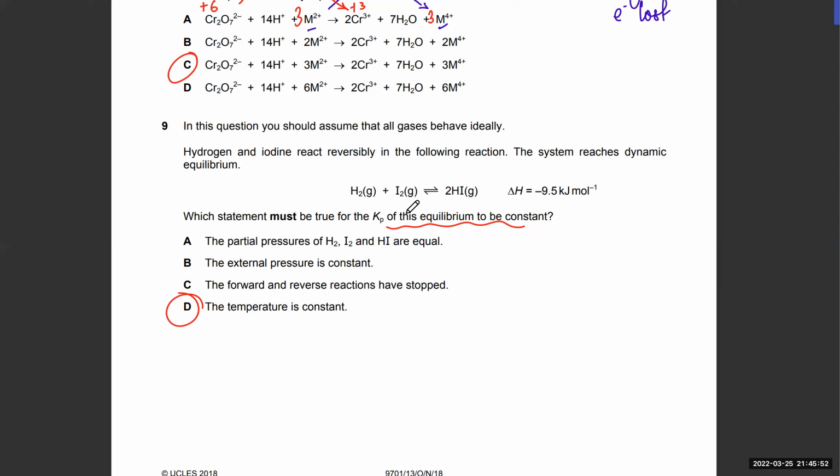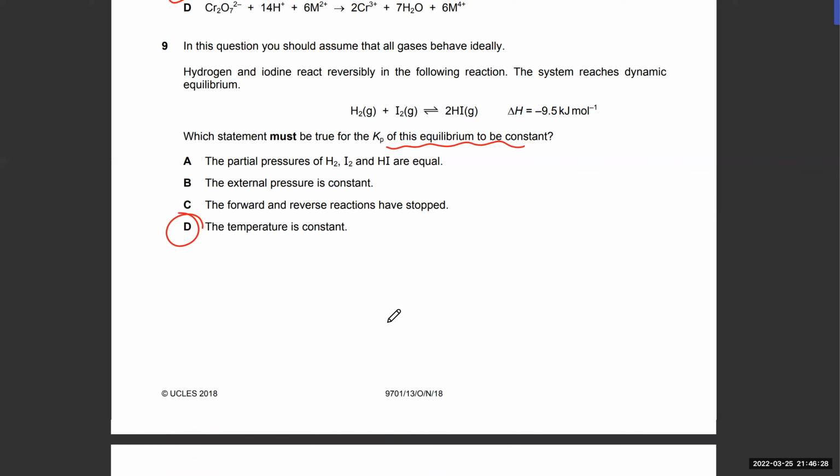Which statement must be true for Kp of this equilibrium to be constant? In this question, I have an issue with option C. If you want Kp to be constant, Kp only changes with temperature, so it has to be temperature. I don't understand what C indicates, because you can't calculate Kp in the first place if the reaction has stopped. Kp is only for equilibrium, and at equilibrium, the rate of forward reaction and backward reaction is equal.